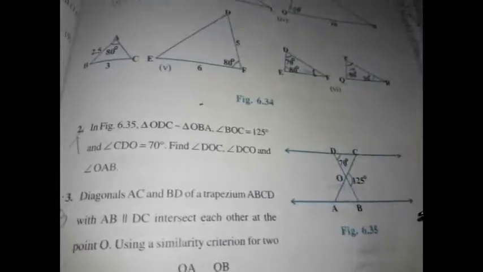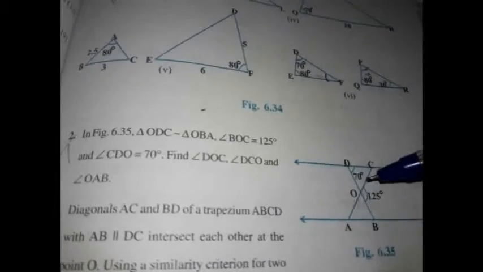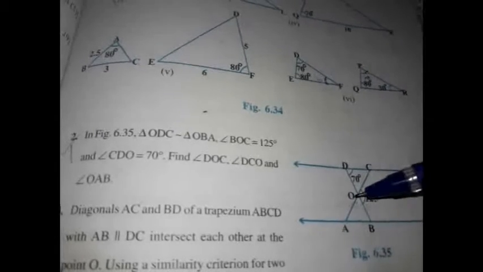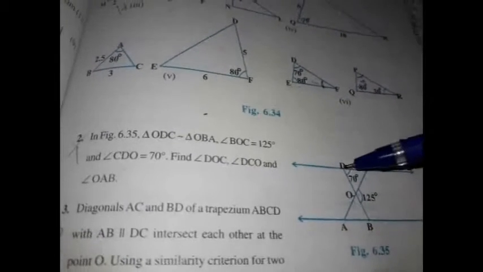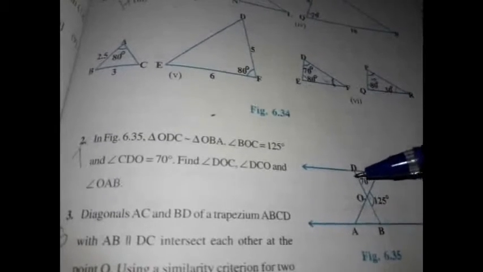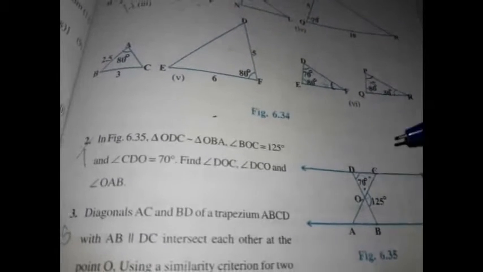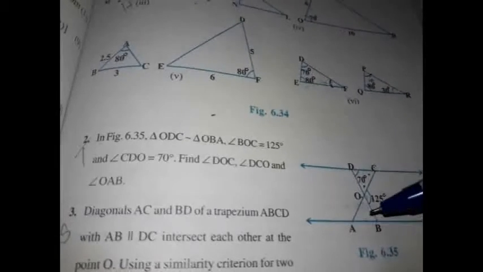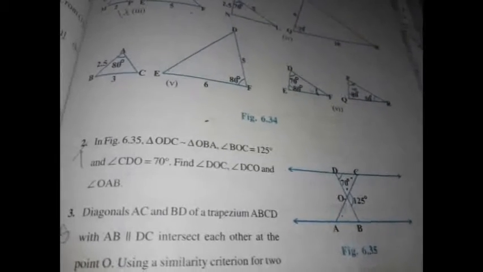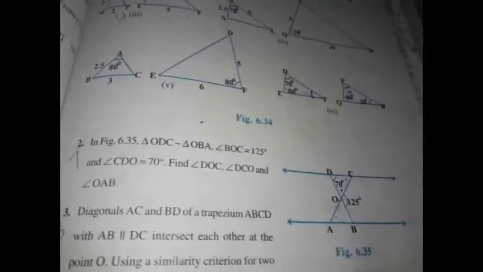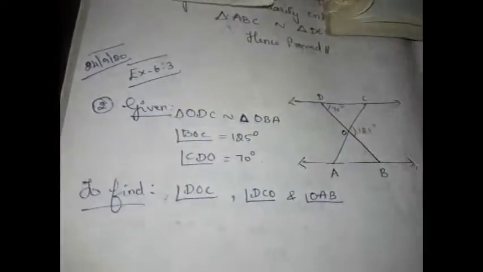In figure 6.35, triangle ODC is similar to triangle OBA and a few angles are given. They asked you to find what is DOC. DOC is this angle, DCO is this angle and OAB is this angle. These three angles they asked you to find out. Let us see how we can solve this problem now. Let us solve the second question.